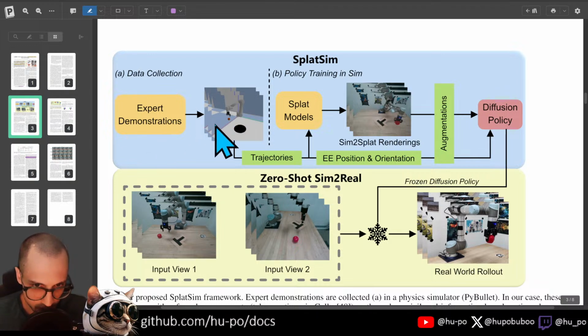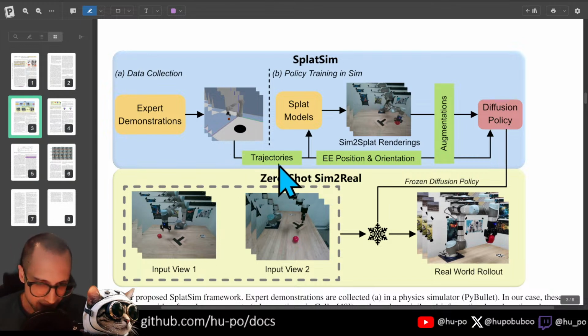So you have some expert in the video game sitting there and controlling the simulated robot, and ultimately you get these trajectories, which are basically like, given this image, I moved this way. Given this image, I moved this way. Given this image, I moved this way, right? And you have the whole trajectory of every single action that the user took in order to grab this ball and put it probably in this hole.